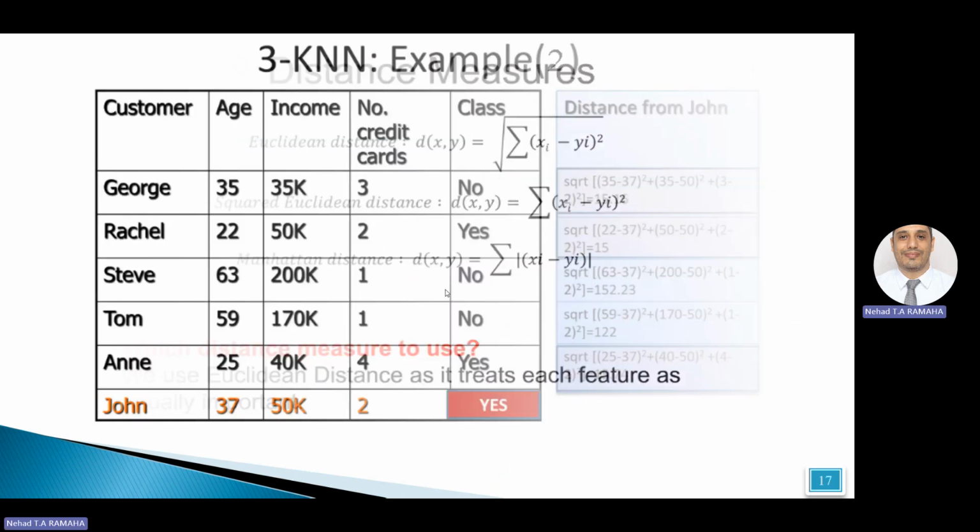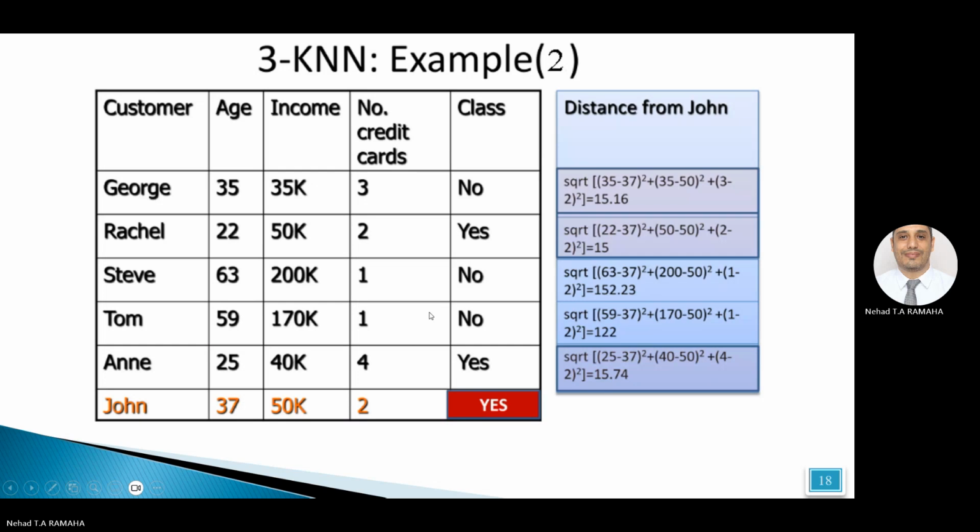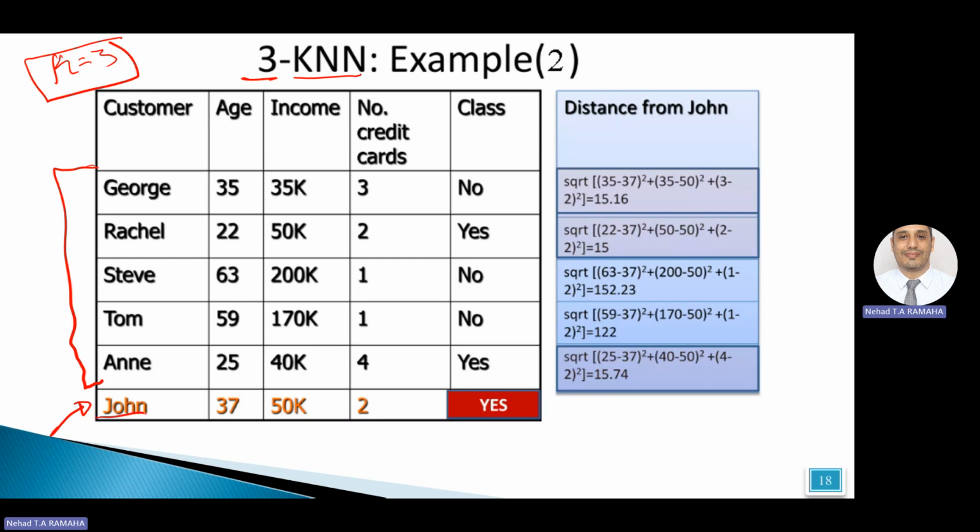Let's take an example. In this example, we have this data set. In the exam, you will have examples like this, not the same, but something like this. So we have 3 KNN. What do we mean by 3 KNN? K equals 3. We identify that K equals 3. And here we have the training data set, and this one is a new element that we will classify.